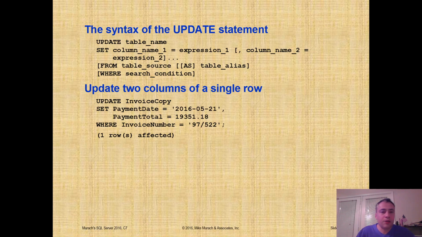All right, we arrived to the update statement. Update statement is for changing something about the table, and we can do that, for example, by condition. So we are updating a table, invoice copy. We are setting payment date to be this and payment total to be that, where invoice number is that. So basically this is very similar to a select statement. If instead of update we had a select, we would actually see one row.